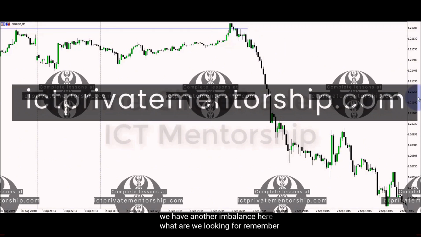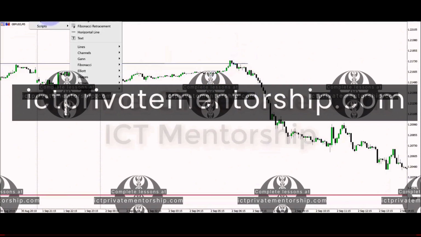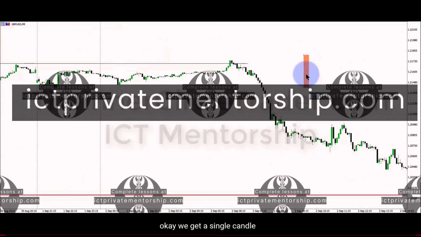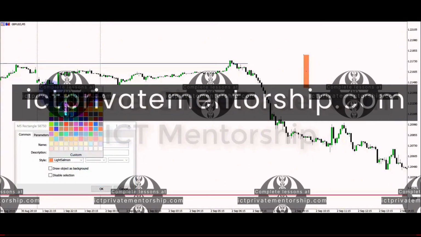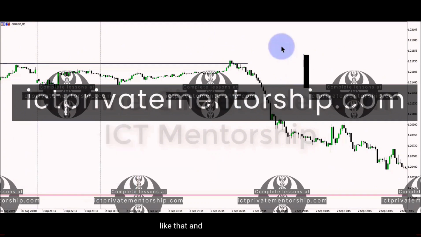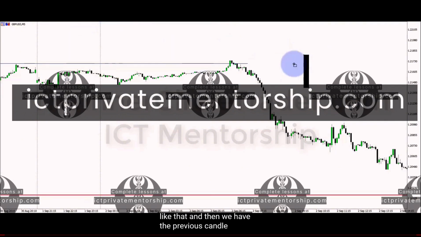What are we looking for? Remember, this down here is where price is being drawn, and below that. So every time we get a single candle, okay, we get a single candle like that, and then we have the previous candle which does not need to be an up or down close. It's just, and I'll show you in a second what I mean.